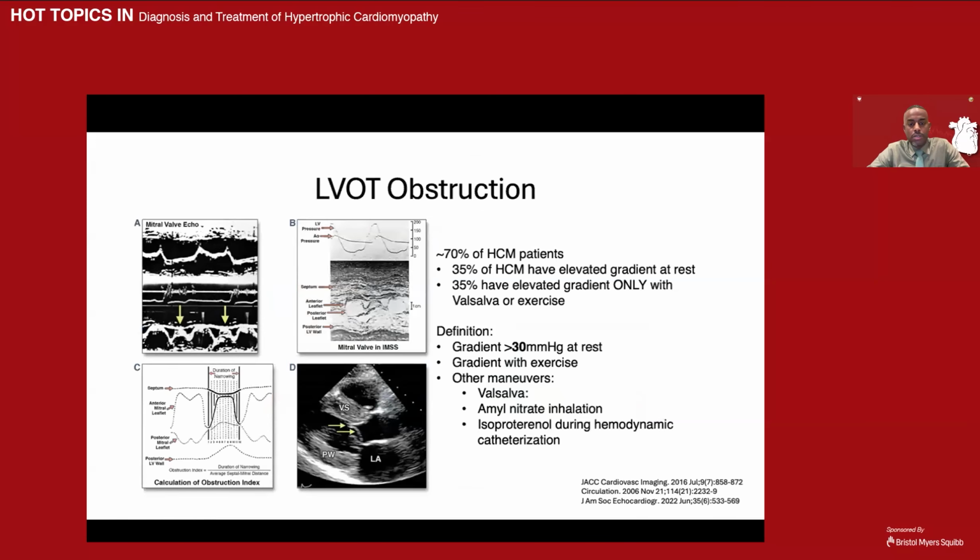Like I said, obstruction is going to have its own talks, but basically you have hypertrophy as well as abnormalities in the mitral valve apparatus, resulting in a dynamic obstruction of flow across the LVOT, resulting in the pathognomonic echocardiography, as well as invasive cath lab findings. And this is seen in about 70% of patients, and it can be provoked or unprovoked or at rest, as will be talked about. The definition is more than 30 millimeters at risk.